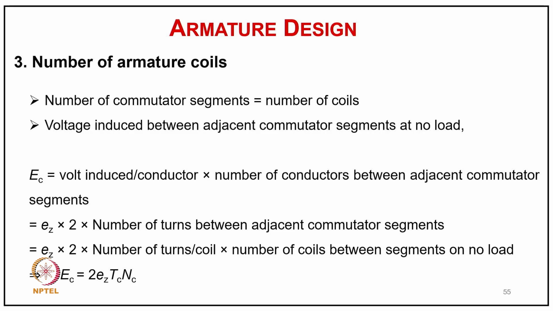Now the number of commutator segments is equal to the number of coils, and consider the voltage induced between adjacent commutator segments on no load. EC is the voltage induced per conductor into the number of conductors between adjacent commutator segments. That is equal to small Ez into 2 into the number of turns between the adjacent commutator segments, and that is Ez into 2 into the number of turns per coil into the number of coils per segment on no load. So capital EC equals 2 Ez TC NC.